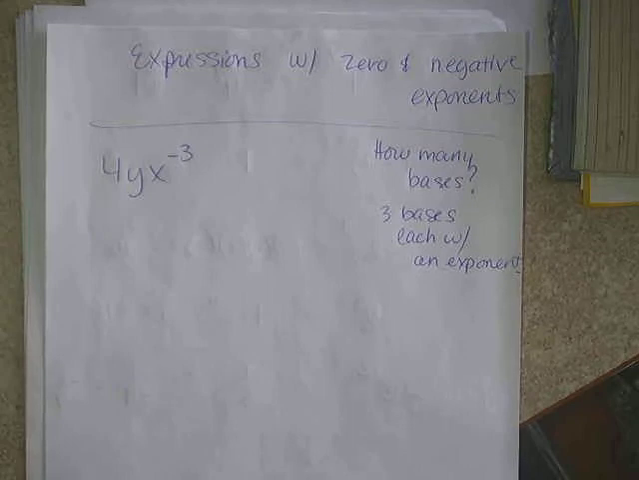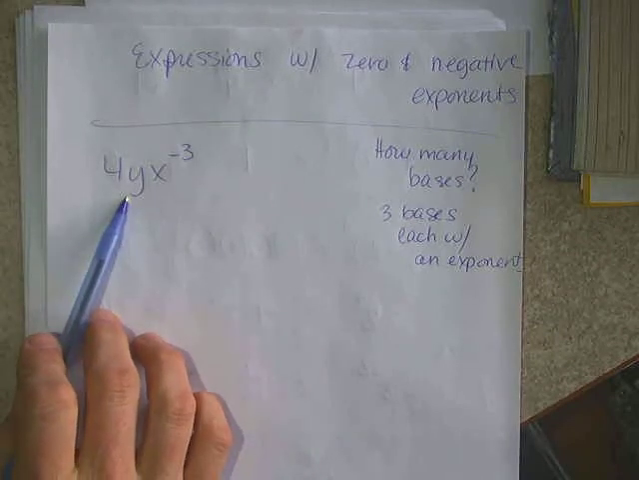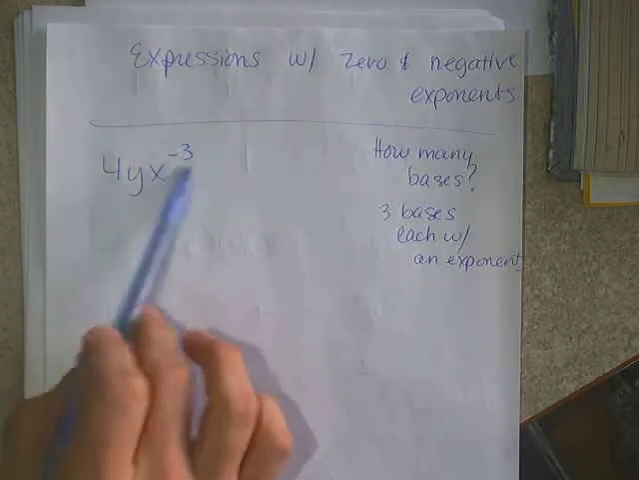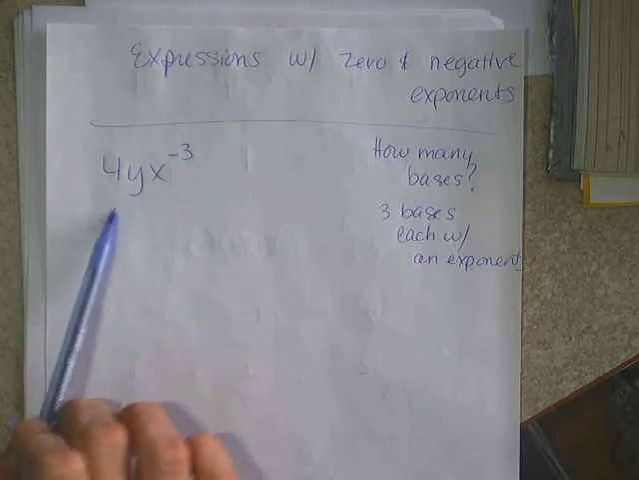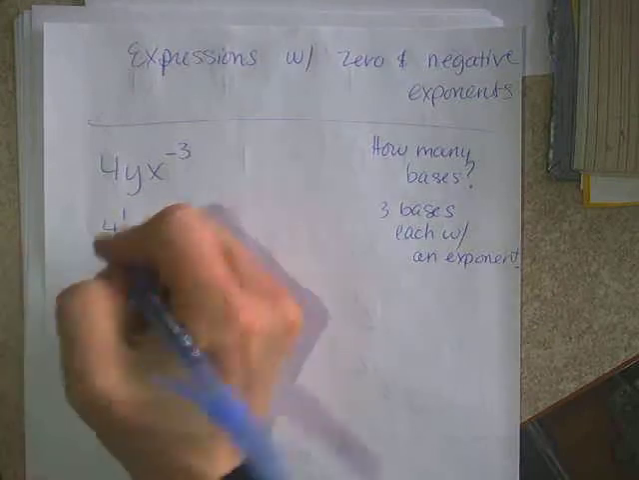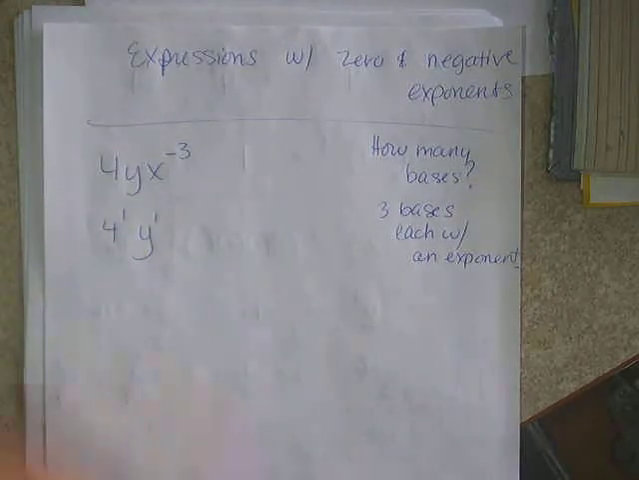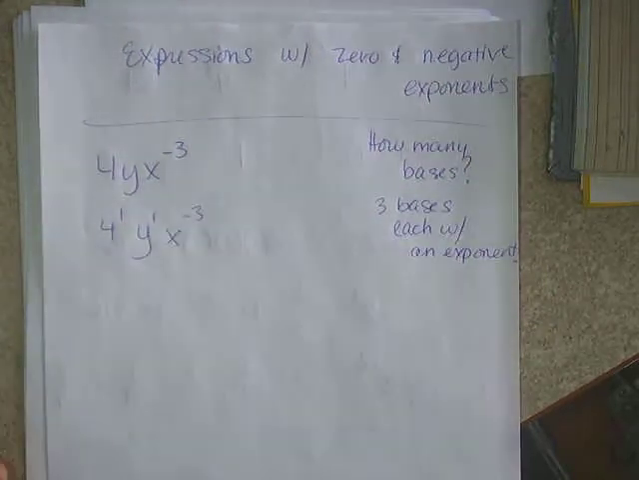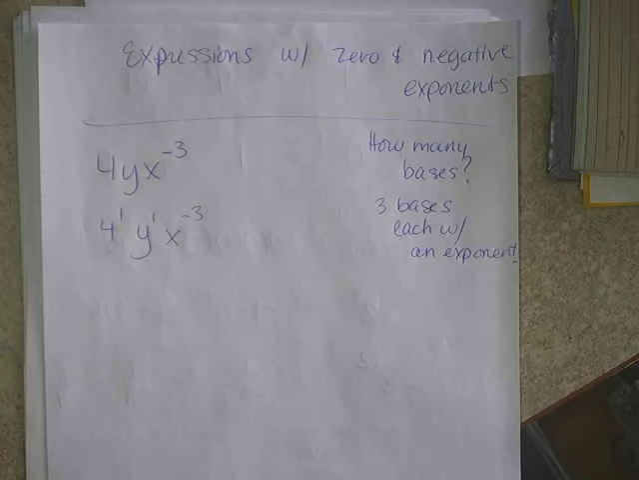Just like if the negative is not in parentheses, it doesn't get the exponent. What I would suggest you do, if you think you might make this mistake, this only goes with the x. So you might want to take this and say this is actually 4 to the 1, y to the 1, x to the negative 3. Once you can see each exponent, people tend not to mess with the ones they don't need to.